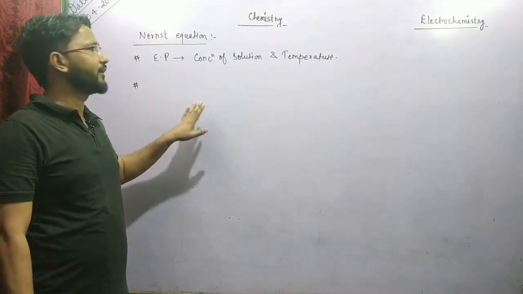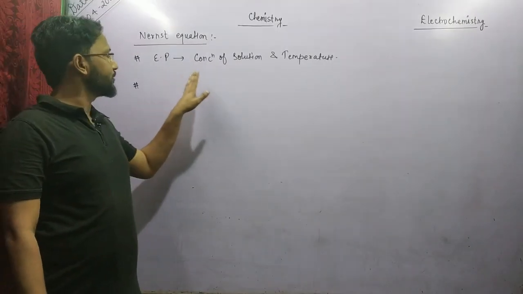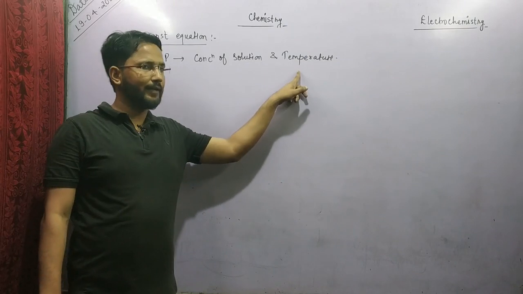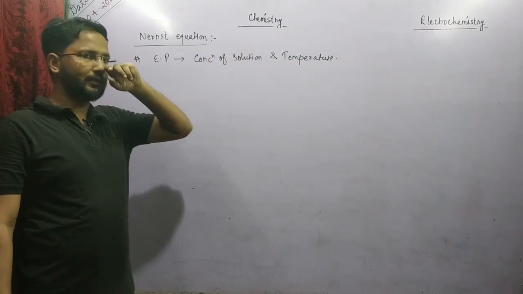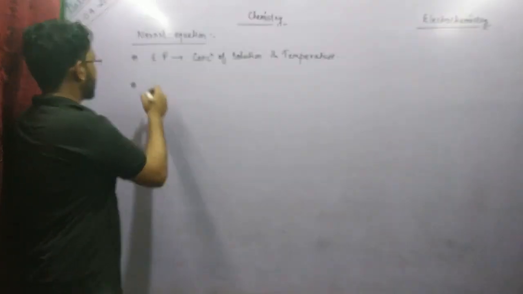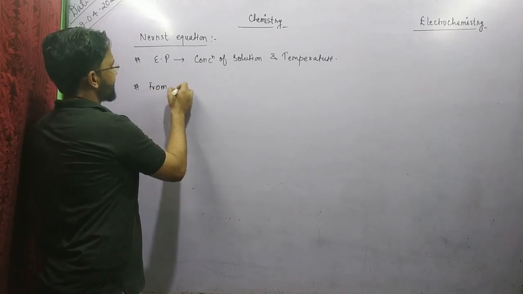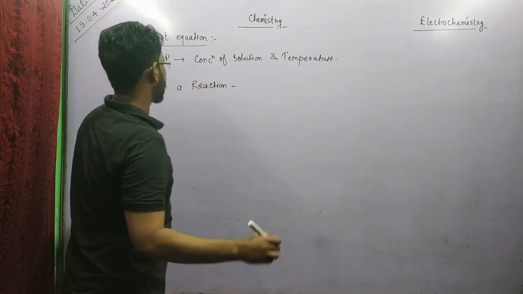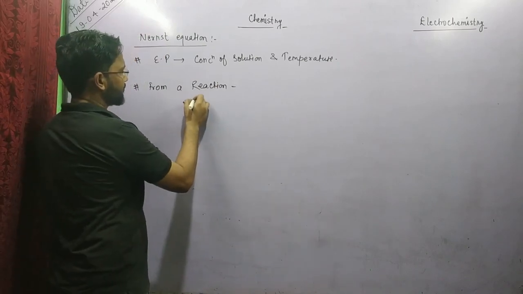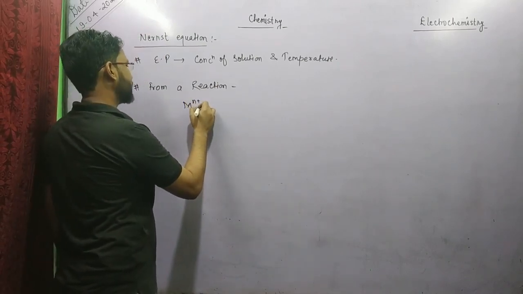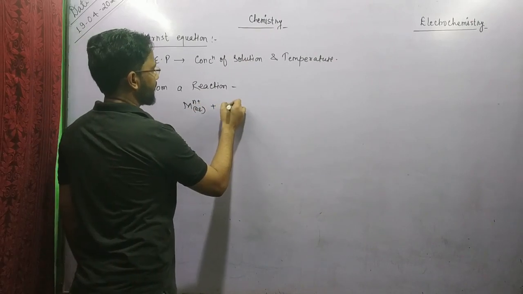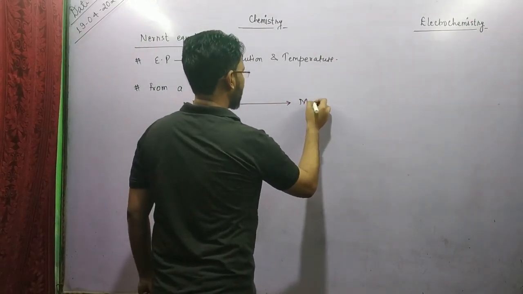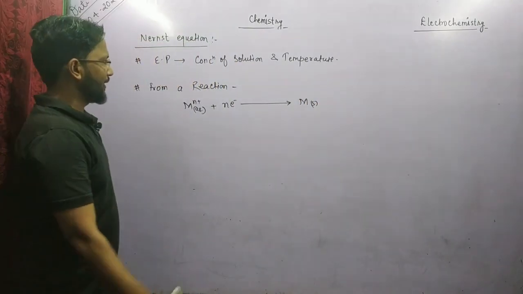I am repeating the definition again. The quantitative relationship between the electrode potential, concentration of the solution, and temperature is called the Nernst equation. From a reaction, we can apply the Nernst equation. The reaction is M^n+ in aqueous solution gaining n electrons, converting into M solid. Is this clear?